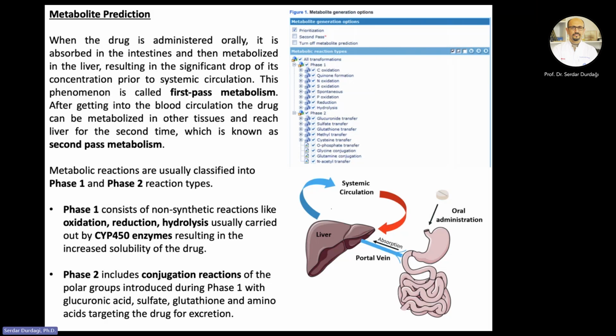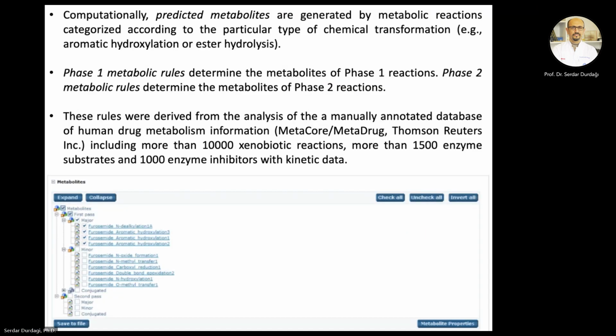First pass metabolites use oxidation, reduction, and hydrolysis with CYP450 enzymes, and second pass metabolism includes conjugation reactions. The rules are how we calculate this. The rules were derived from the analysis of a manually annotated database of human drug metabolism information from Thomson Reuters, including more than 10,000 xenobiotic reactions and more than 1,500 enzyme substrates and 1,000 enzyme inhibitors with kinetic data.